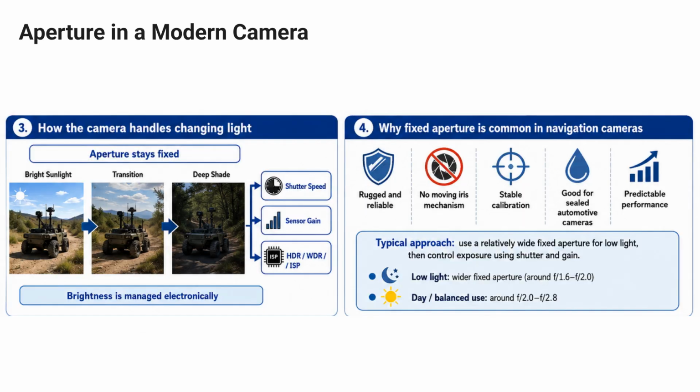Here we explain how a navigation camera manages changing light while keeping the aperture fixed. As the vehicle moves from bright sunlight into shade, the camera adjusts shutter speed, sensor gain, and HDR or ISP processing to maintain a usable image. A fixed aperture is common because it has no moving iris mechanism, making the camera more rugged, reliable, and easier to calibrate. This gives predictable performance in sealed automotive and vehicle camera systems.